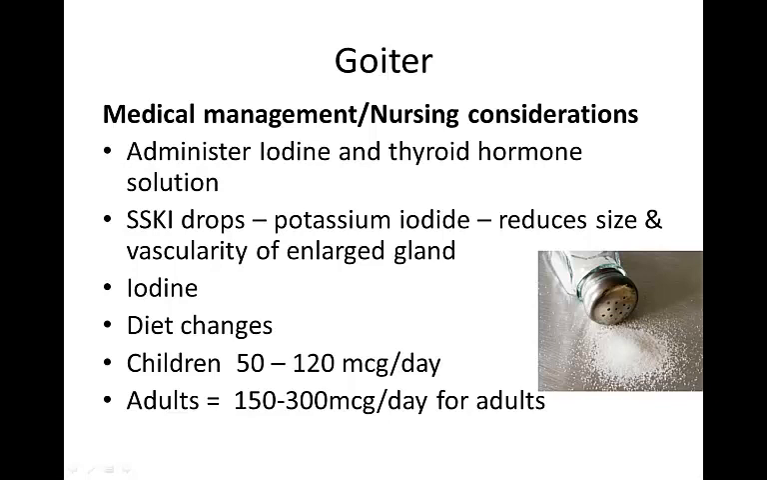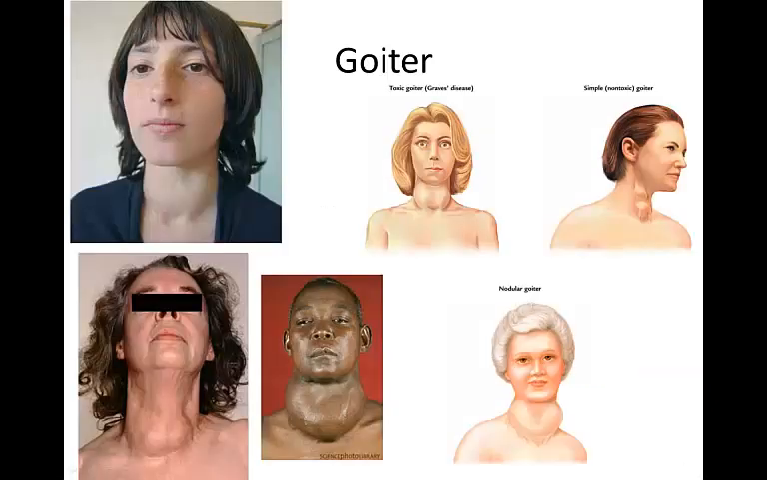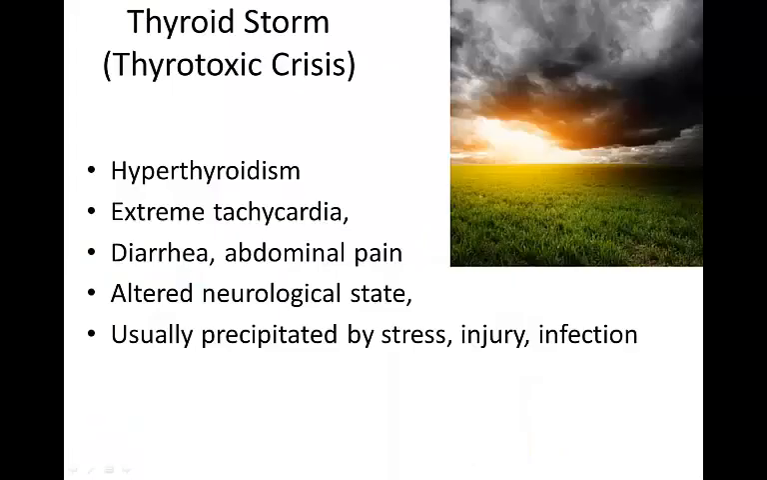Medical management and nursing considerations include the administration of iodine and thyroid hormone solutions, SSKI drops, or potassium iodide, which reduces the size and vascularity of the enlarged gland, promoting a diet rich in iodine, and discouraging those goitrogens in the diet that we just discussed. And then if it's an endemic goiter, that can be avoided with the use of regular iodized salt. Children should have 50 to 120 micrograms a day, and adults 150 to 300. And here's a slide that just shows the variations in the goiter.